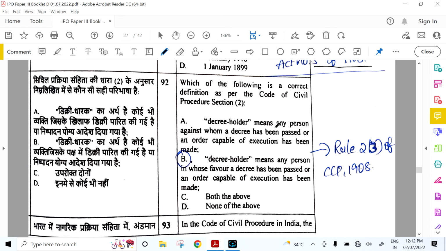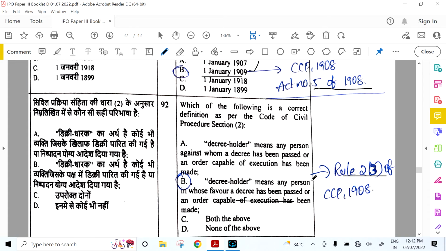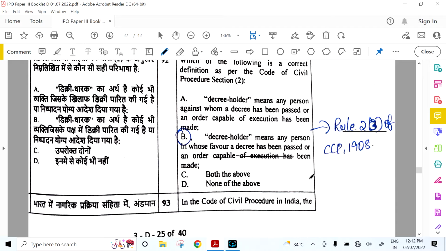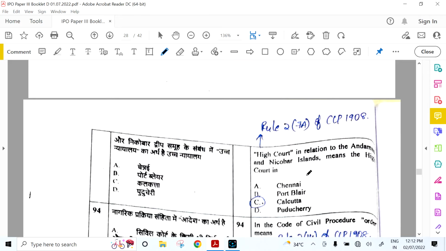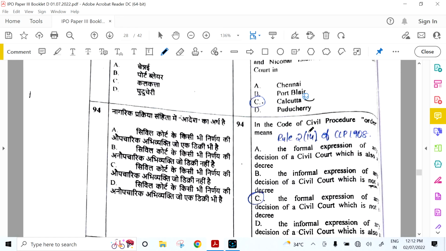The following is the correct definition as per Code of Civil Procedure Section 2. Decree holder means any person in whose favor a decree has been passed or an order capable of execution has been made. This is as per Section 2.3 of the Code of Civil Procedure. In the Code of Civil Procedure in India, the High Court in relation to the Andaman and Nicobar Islands means the High Court at Calcutta, as per Section 2.7a of CPC 1908.